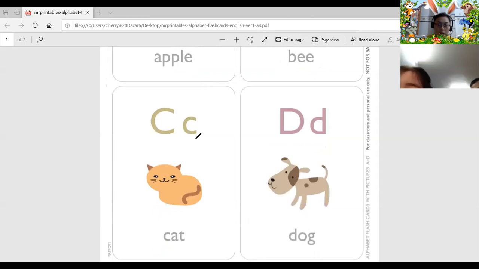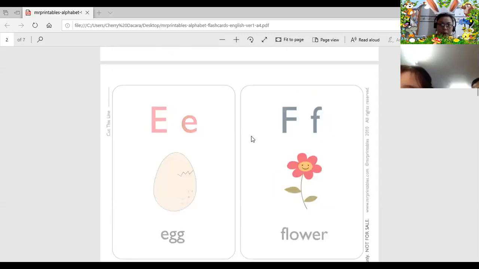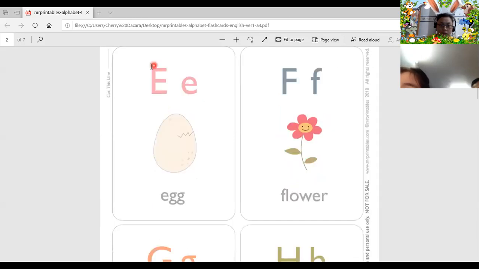Okay. What about this one, Bong? Letter C. Good job. That is letter C. And this is letter? Letter D. Okay, letter D. Again, Bong, what letter is this? Letter D. Okay, letter D. What about this one, Bong? Letter E. Okay, very good.